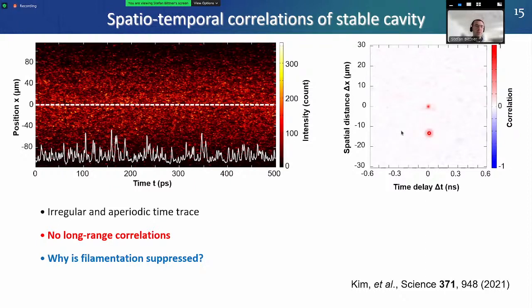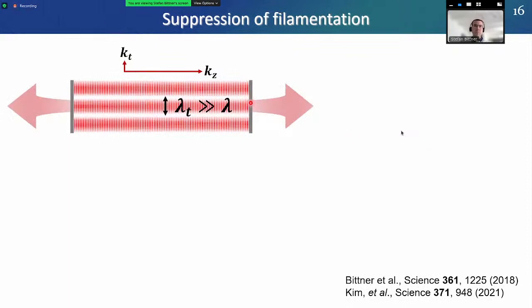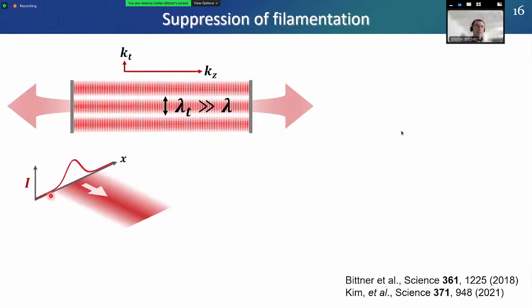So why are we able to suppress the filamentation in this device? Let us first go back to the conventional Fabry-Pérot laser. Since the transverse modes have relatively low order, the transverse wavelength is large. It's of the order of 5 to 10 micrometers or even larger. And when we have an intensity variation in the transverse direction on this length scale, this will locally deplete the gain via spatial hole burning.